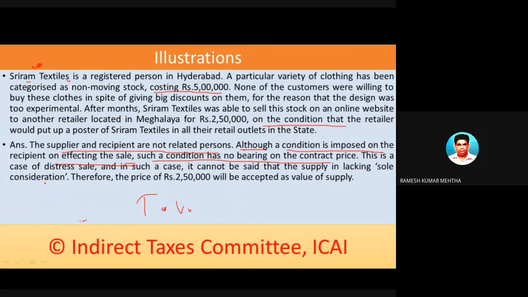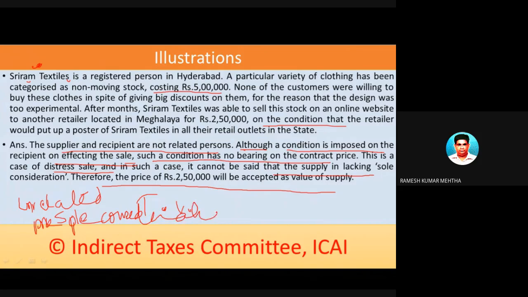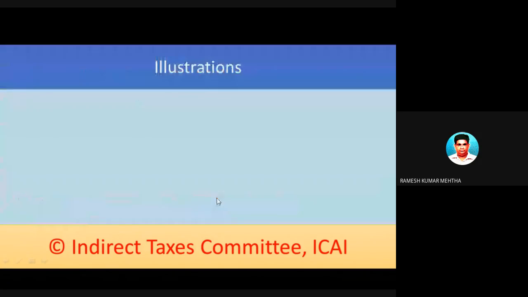This is called a distressed sale, and therefore in this case the transaction value will be 2.5 lakhs only, and price is the sole consideration. So there are two things which have come out. One is unrelated parties, and between them the one important thing is that price is the sole consideration. So hope you have understood this one also.